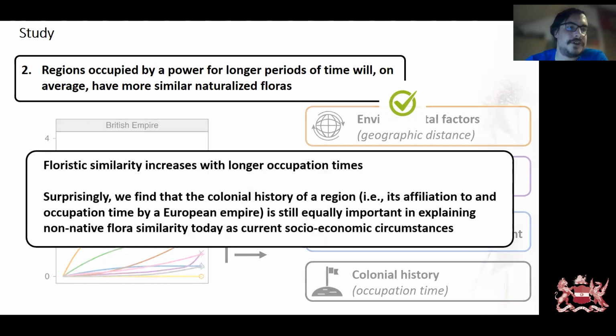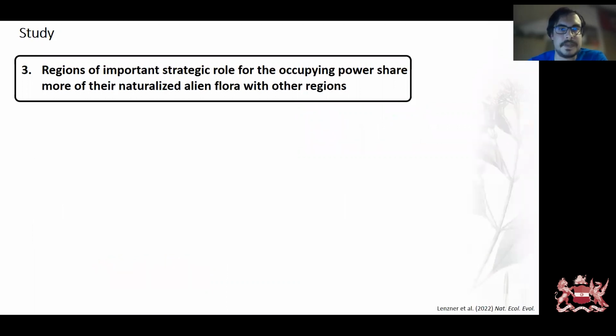And surprisingly, we find that this colonial history of a region, so its affiliation to a specific empire and its occupation time by a European empire, is still equally important in explaining non-native flora similarity that we see today. And it's equally important as current socioeconomic circumstances. So we can also accept this hypothesis that there is a higher similarity in regions that were once occupied by the same power and for longer periods of time.